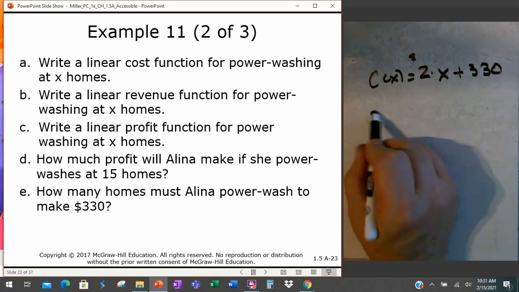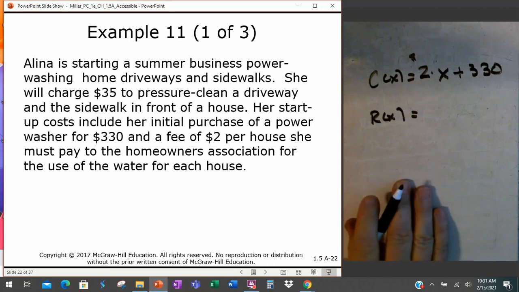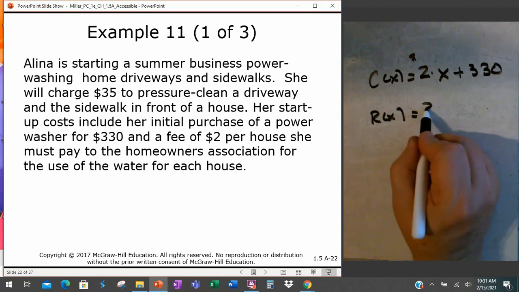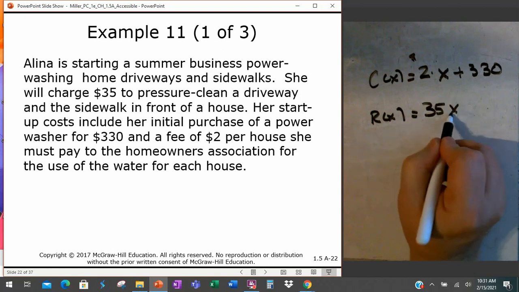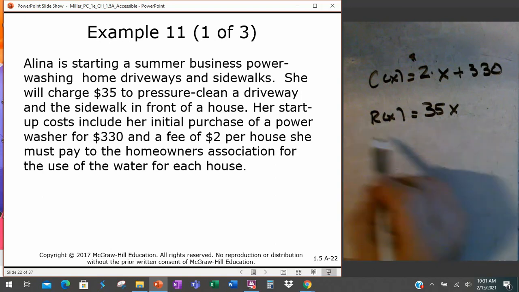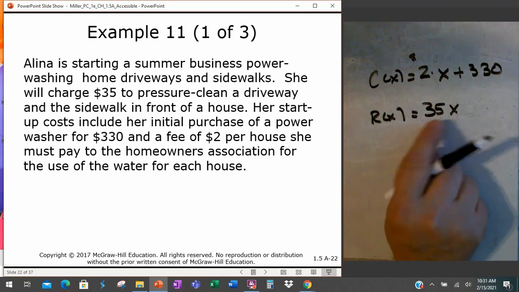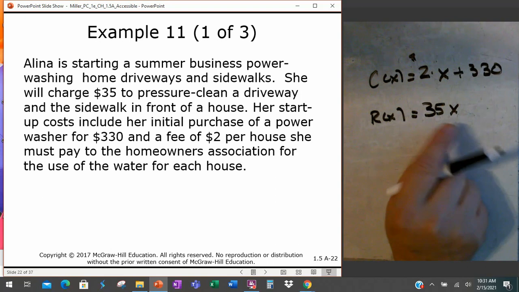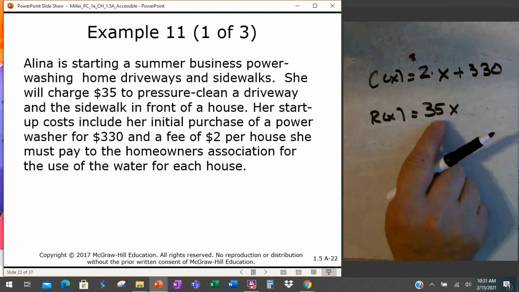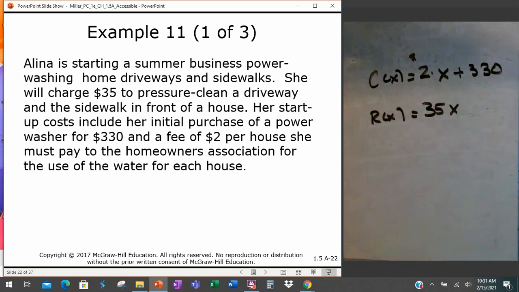Write a revenue function. She will charge $35 to pressure clean a driveway and the sidewalk in front of a house. So she's charging $35 for each house, right? If she cleaned one house, she would make $35, two is 70, three is 105. So that's her revenue function.